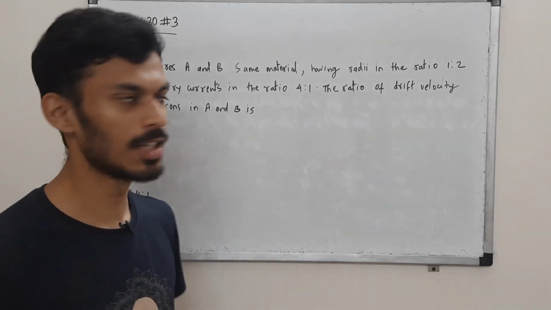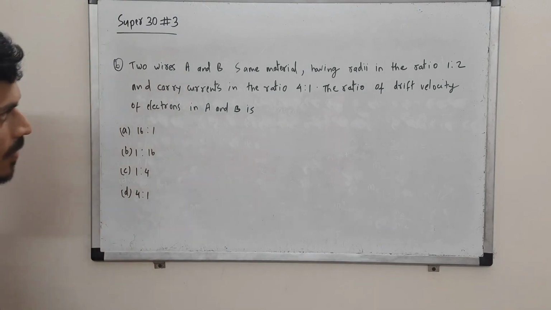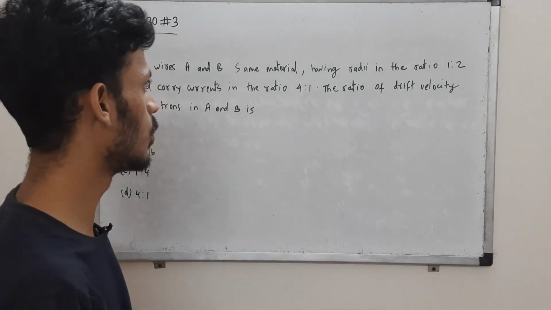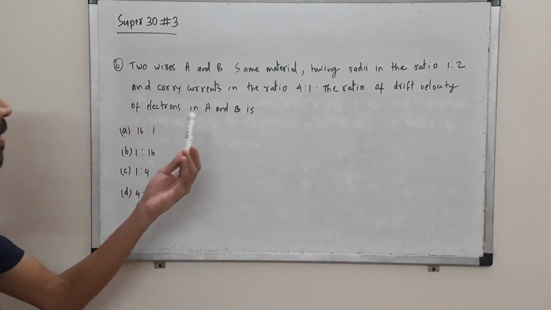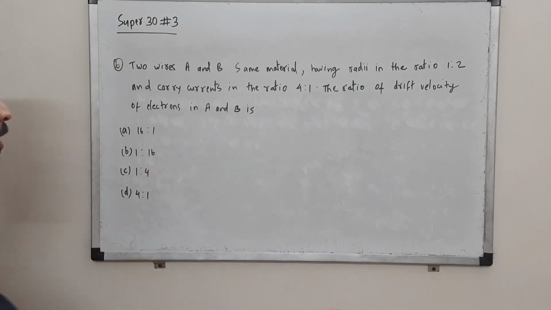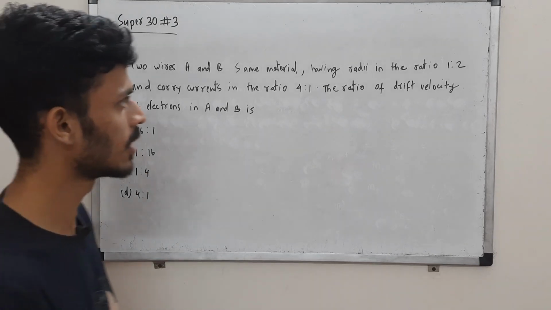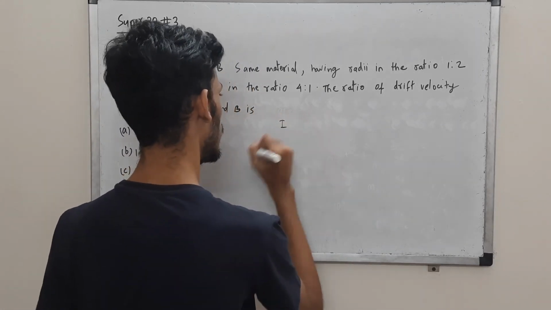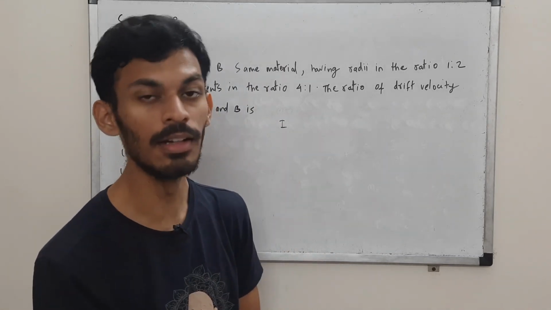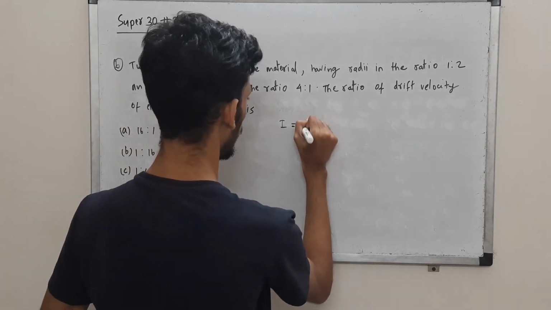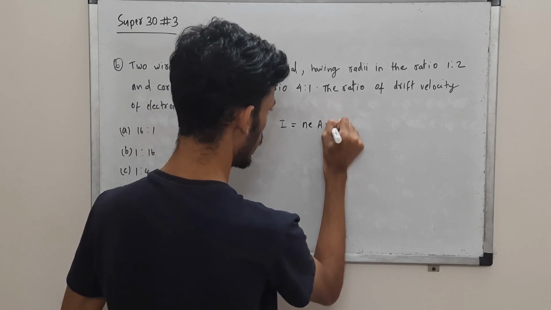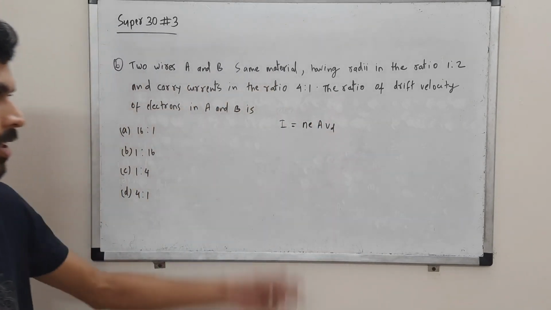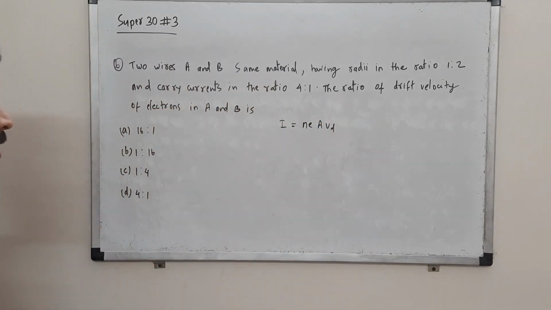So let's come to question 6. Here we are given 2 wires of the same material having their radii in the ratio 1:2. They carry some currents, which are in the ratio 4:1. We are supposed to tell the ratio of drift speed. It's actually very simple. You just need to know the relation between current and drift speed, which is given as I is equal to nEAvd. This is current, this is drift speed. If you know this relation, the question is very simple.